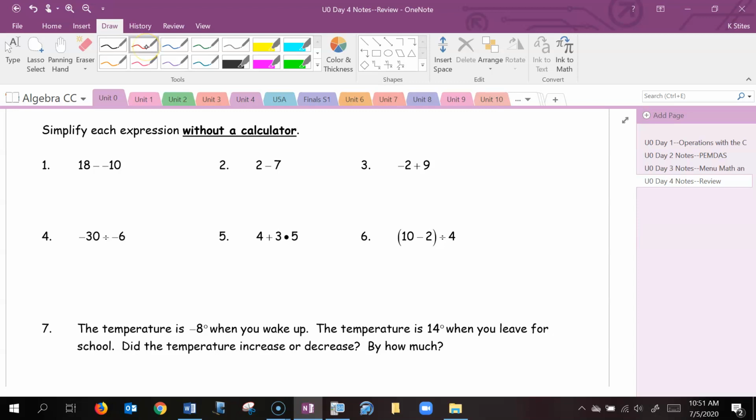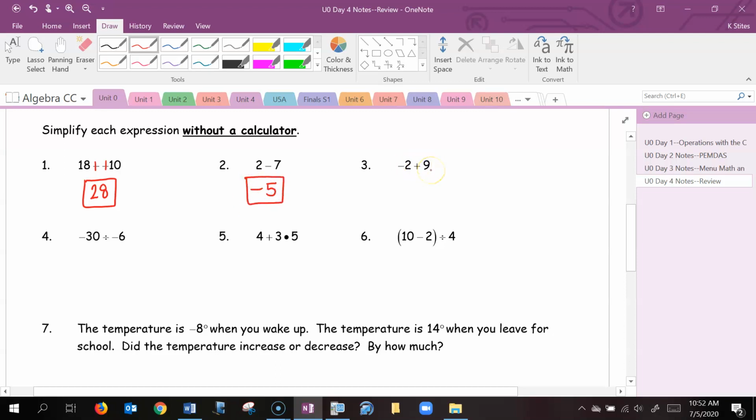All right, welcome back. For those of you that paused and tried these on your own, let's go through our answers. 18 minus negative 10, this is the double line rule here, or you may call it something different. So it's really just 18 plus 10, which is 28. Okay, and again, I'm not using my calculator for these. 2 minus 7 will be negative 5. Make sure you have the negative.